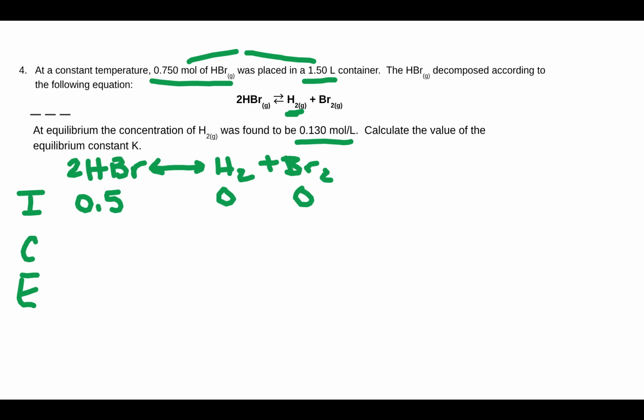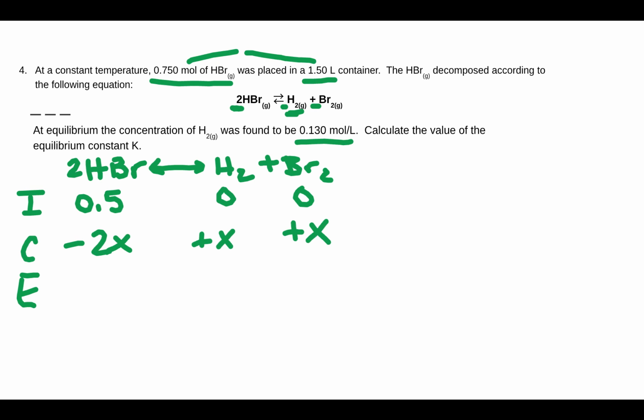And then your change is based on the mole ratio. So because of this 2 in front of the HBr, we're going to take away 2x. We're subtracting because reactants get used up, and the 2 comes from the coefficient, and x is that change that we're trying to figure out. For your products, there's no number in front, so that would just be 1x, and we're going to add it in because products will be formed.